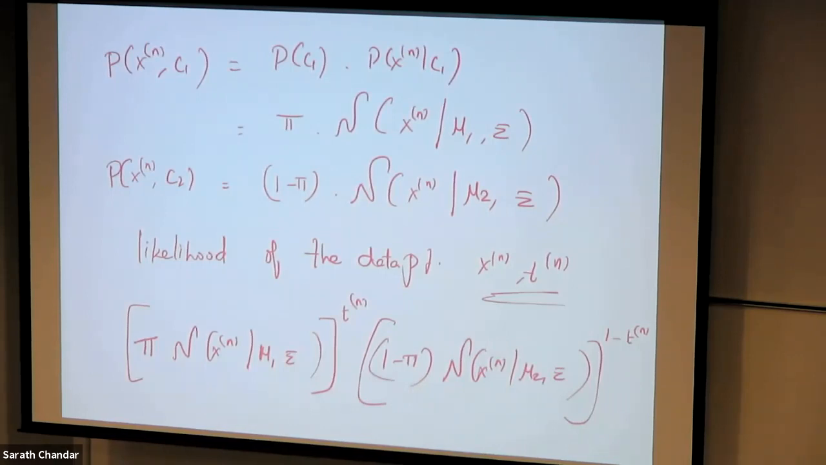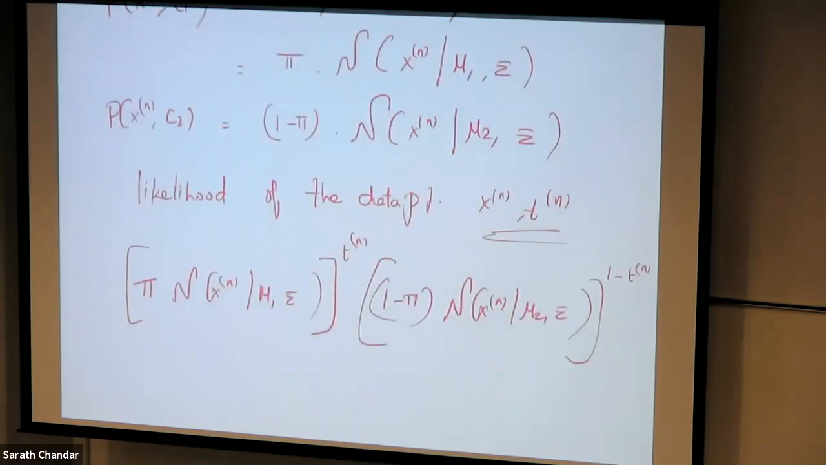So this is just a compact notation for the probability of x comma some class. The class could be 1 or 2. Depending on that, you will have one of these two terms. Is that clear? Okay, this is very important. So we are going to call this the likelihood of the data point.